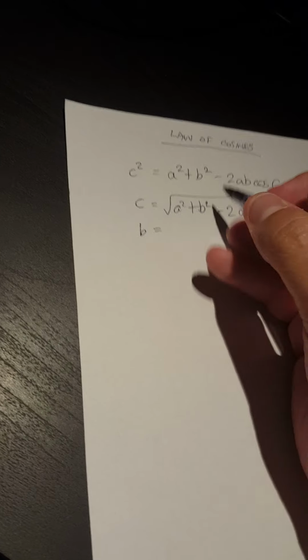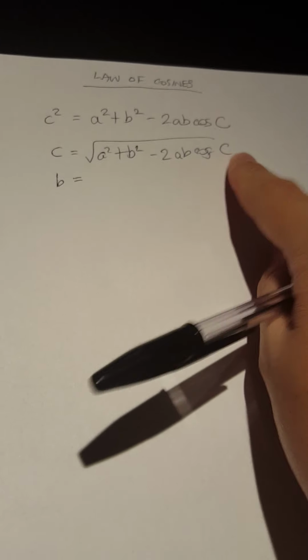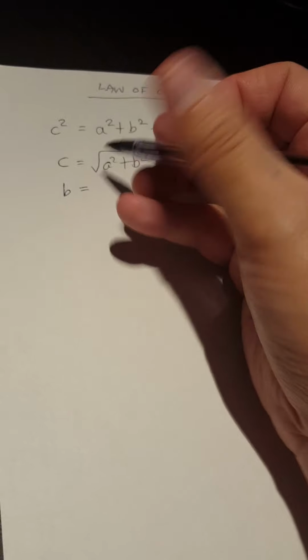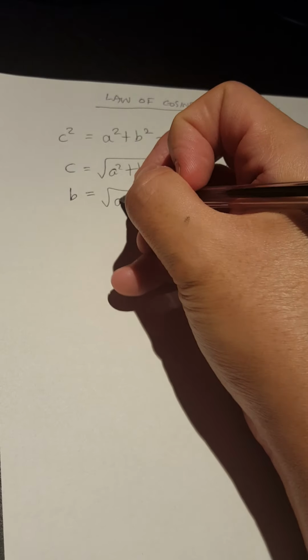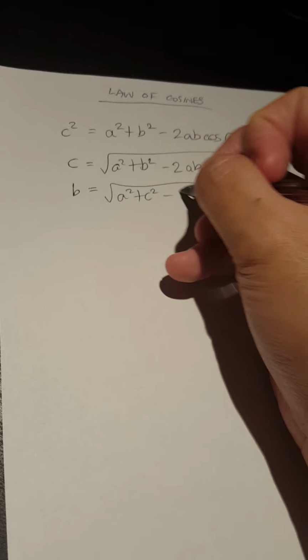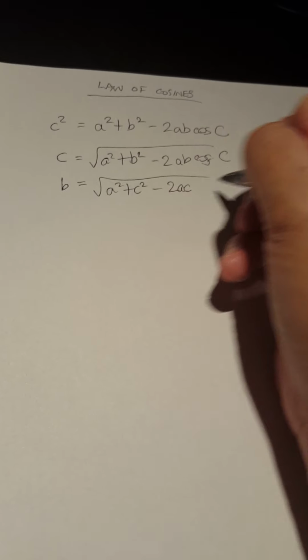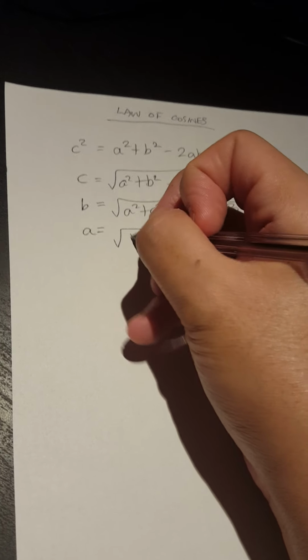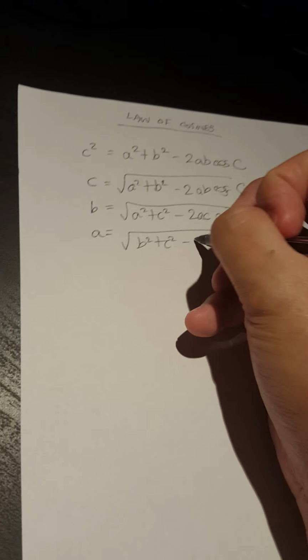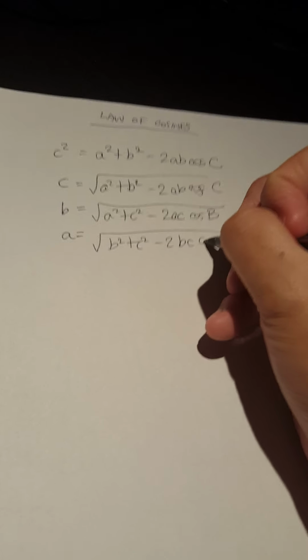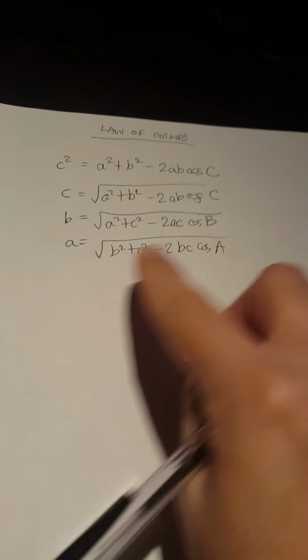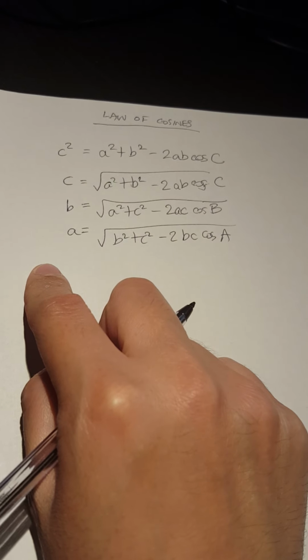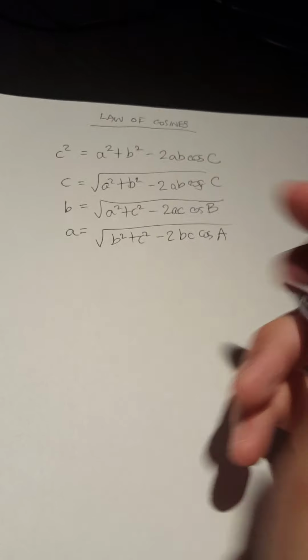If you're looking for one of the other sides, let's say you wanted b, it's the same thing here, except you're going to have a big B over here, and the sides you would have are a and c. So this would be the square root of a squared plus c squared minus 2ac cosine big B. And of course, if you're looking for little a, you're talking about the square root of b squared plus c squared minus 2bc cosine big A. Okay, so these are all the sides. You either need side C, B, or A.